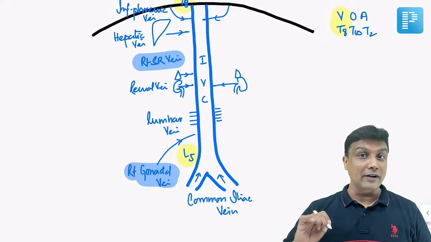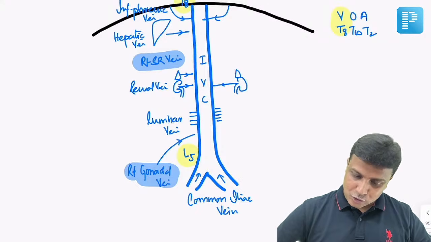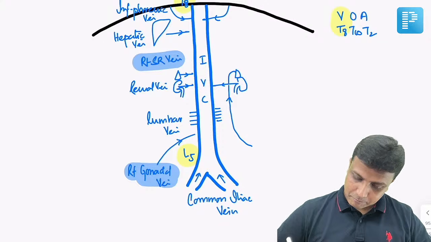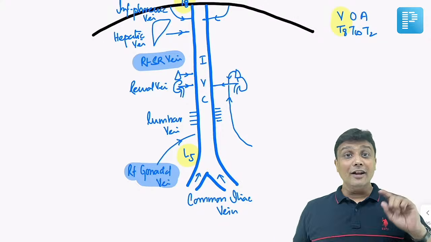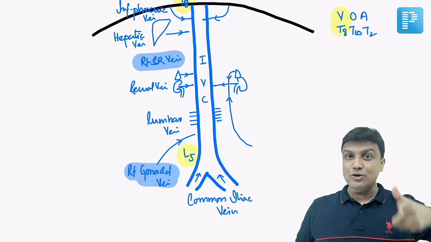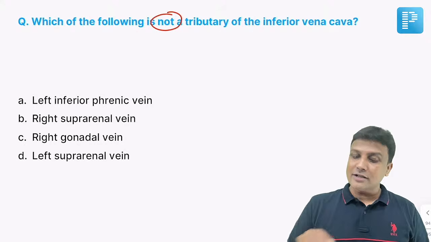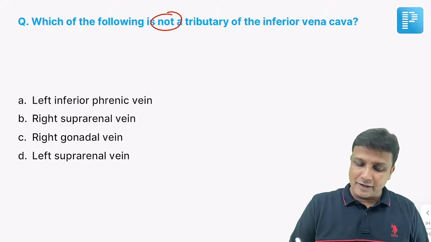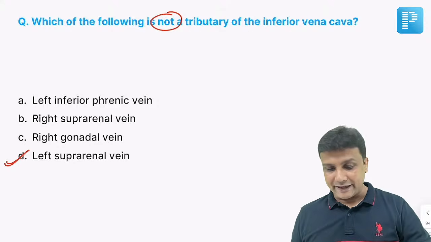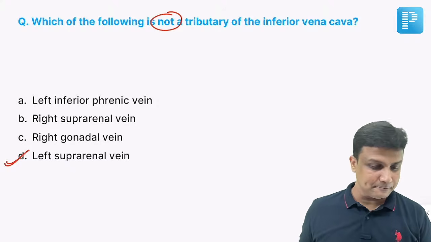Sir, what about the left one? The left gonadal and the left suprarenal, both of them will be draining the blood into the left renal vein, sir. Are you understanding here? So therefore, which of the following is not a tributary of inferior vena cava? The correct answer here will be the left suprarenal vein. Option D is the right answer here, sir. Koi dikkat? Any problem here, guys?